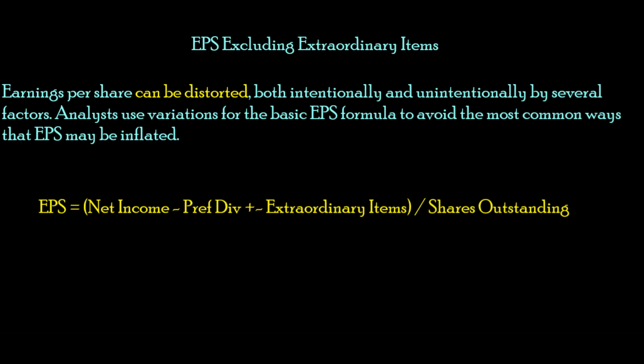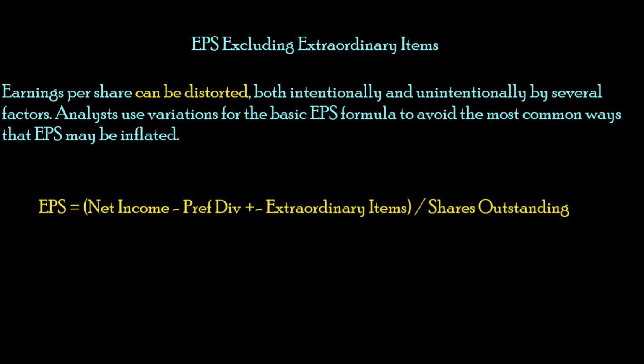EPS excluding extraordinary items. Earnings per share can be distorted, both intentionally and unintentionally. Analysts use variations of the basic EPS formula to avoid the most common ways that EPS may be inflated. Imagine a company that owns two factories that make cell phone screens. The land on which one of the factories sits has become very valuable, as new developments have surrounded it for the last few years. The company's management team decides to sell the factory and build another one on less valuable land. This transaction creates a lot of profit for the firm.